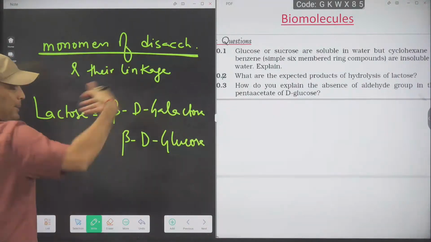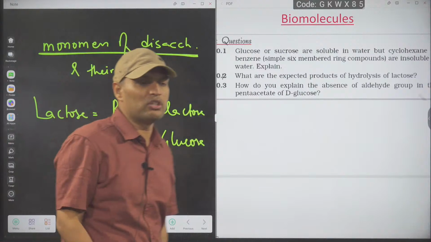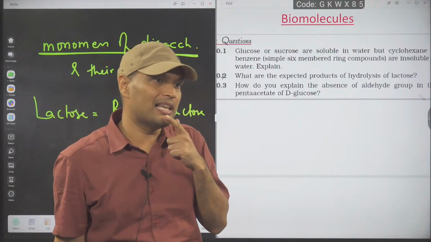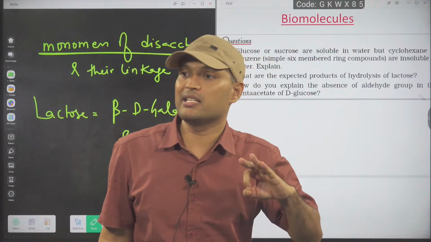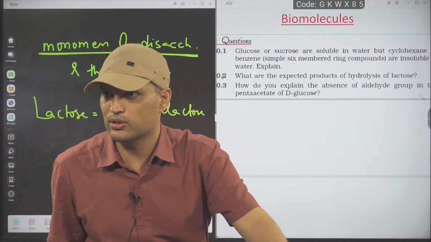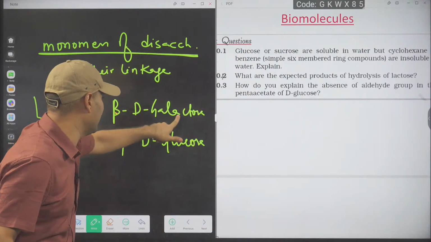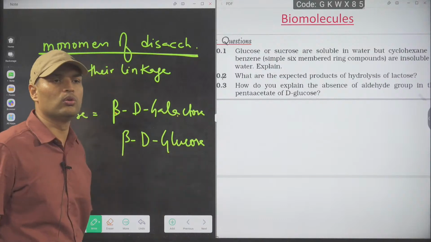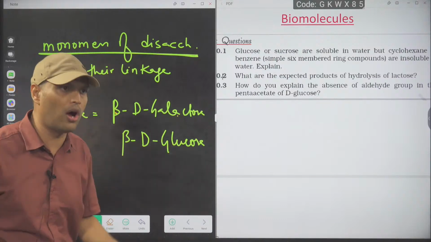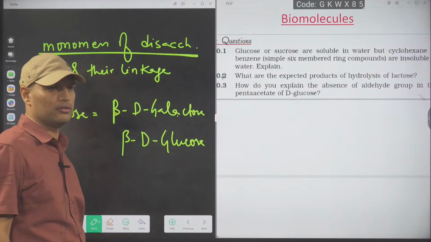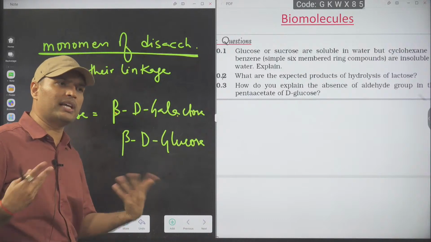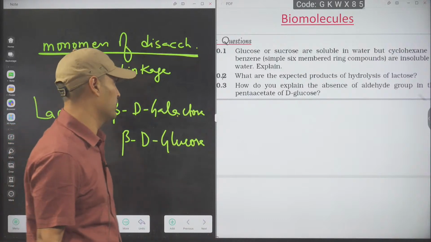Both are beta. One question came in your paper, you remember? They asked about lactose only, but they wrote there is alpha linkage between beta D galactose and beta D glucose. That is wrong. It is beta linkage, C1 C4. In most cases the linkage is C1 C4.